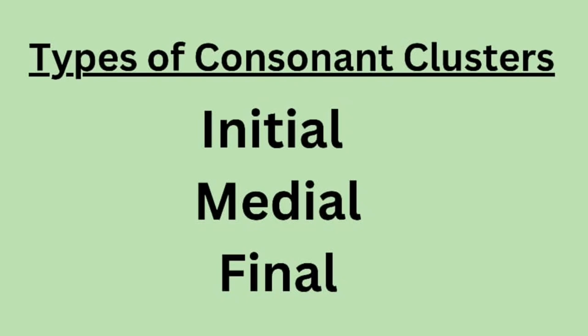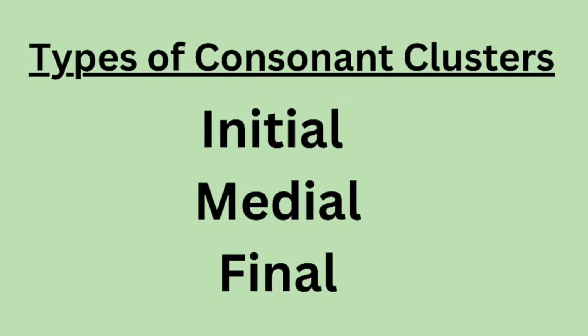Okay, so by means of summary, we have words that have consonant clusters at the initial position, at the middle position, and at the final position. So those are the three types of consonant clusters based on their position in words. For the purpose of this video, we will be looking at more examples on consonant clusters based on their position and based on their number.